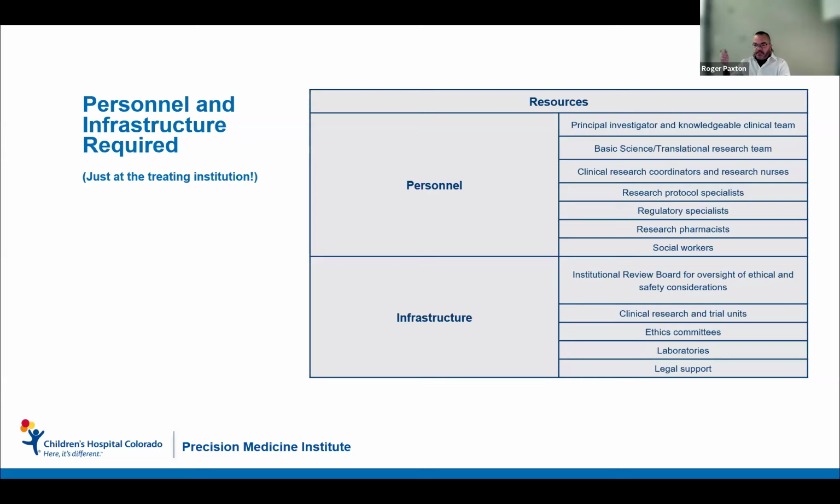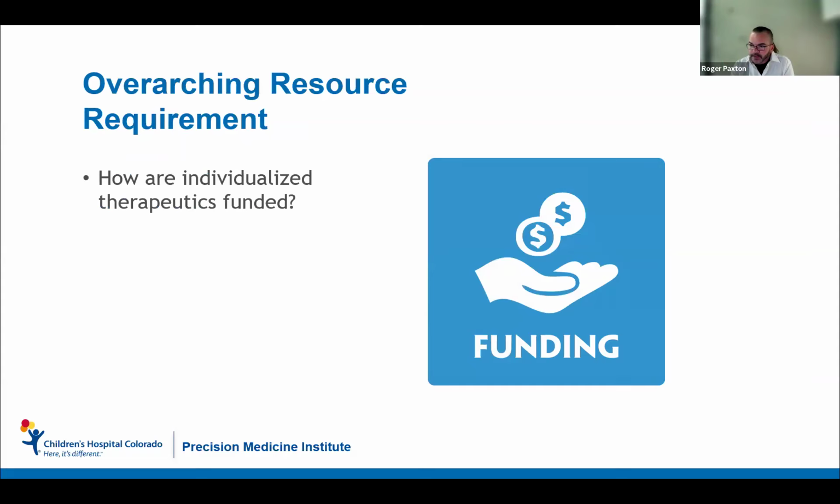Regulatory specialists, research pharmacists who are familiar with dealing with therapeutics that are not yet FDA approved, and then social workers as well. These personnel are best supported by infrastructure: institutional review boards for oversight and ethical and safety considerations, clinical research and trial units, laboratories, and then the all-important legal support as well. There is one overarching resource necessary to support all of these personnel, to support this domain expertise, and to support the infrastructure, and that is, of course, funding.